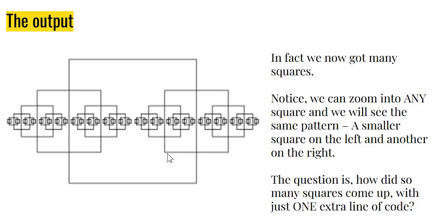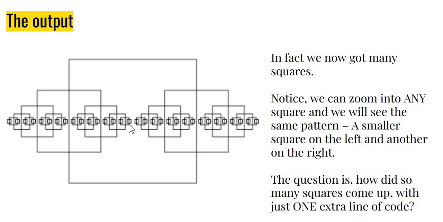Now, the interesting part about this code is that if you look at any square, it is similar to a square at a different level. For example, let's say we look at this square over here. Clearly, it has two smaller squares on its arms, which further have two squares on their arms, which further have two squares on their arms.